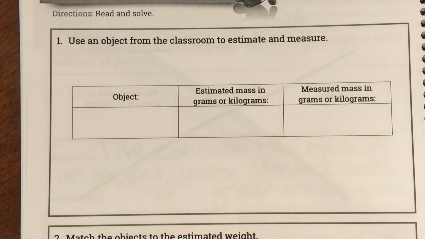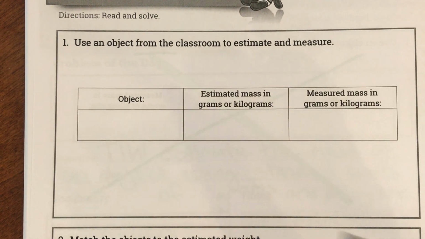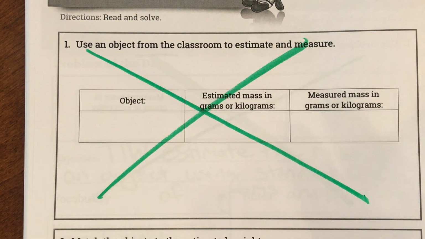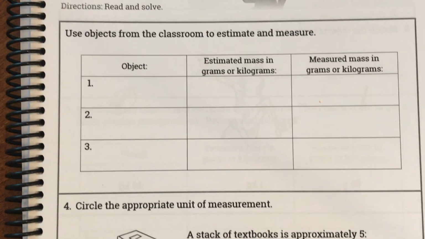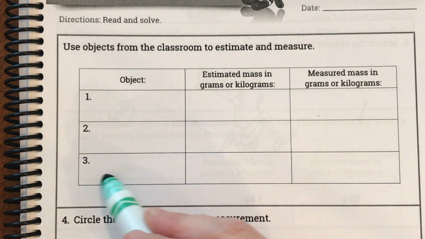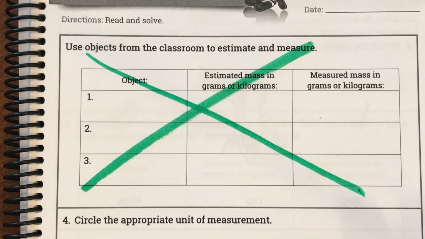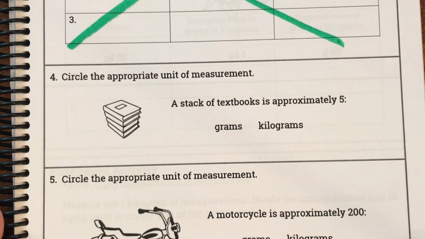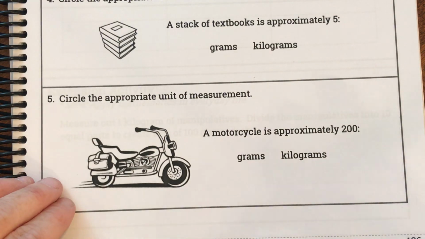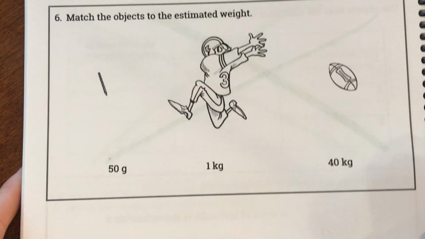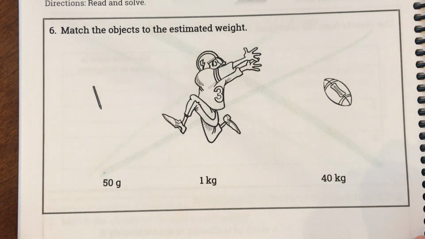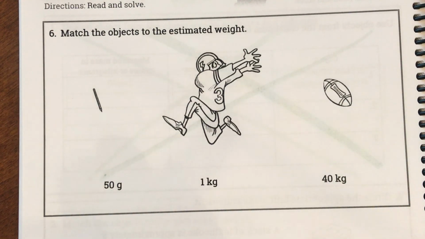Okay, so ladies and gentlemen, I'm going to go through this with you because you're going to have to cross off some problems. So on page 185, I want you to cross off number 1, but I want you to do number 2. Okay, let's look at page 186. On page 186, I want you to cross this one off, but I want you to try number 4 and 5. And then on page 187, I want you to try number 6.